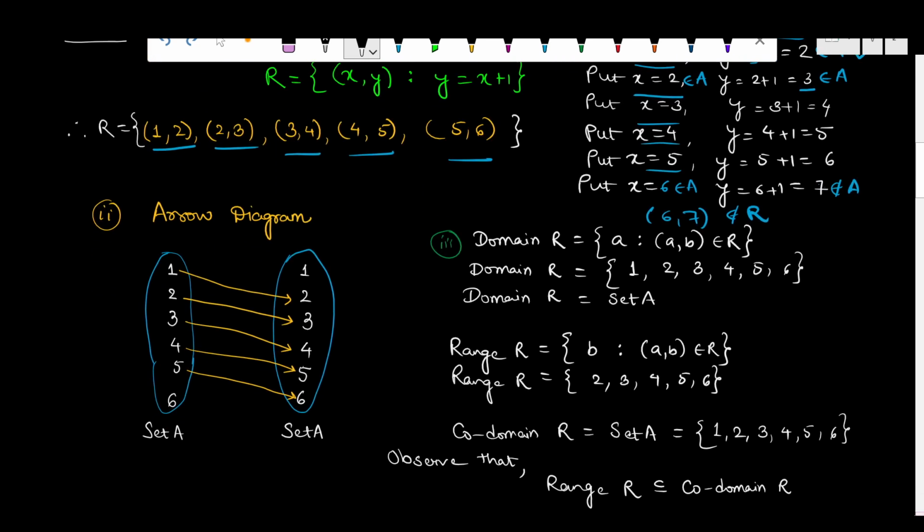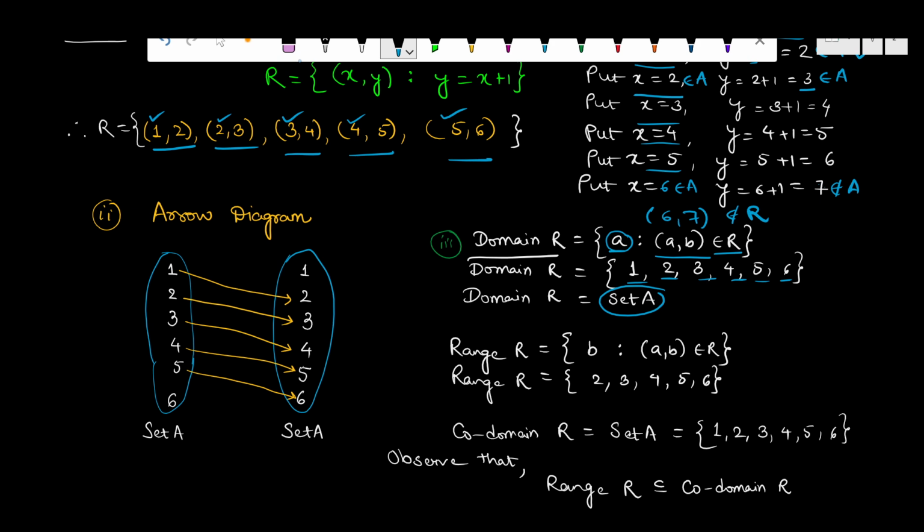Next, we need to find the domain and range of R. See, domain of R will be the set of first components 1, 2, 3, 4 and 5 by the definition also. Domain of R contains a such that (a, b) belongs to R, means the first component, right? So the first components are 1, 2, 3, 4, 5, which is set A itself, right?